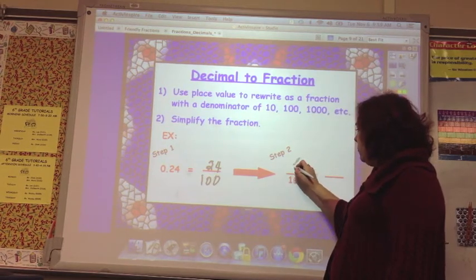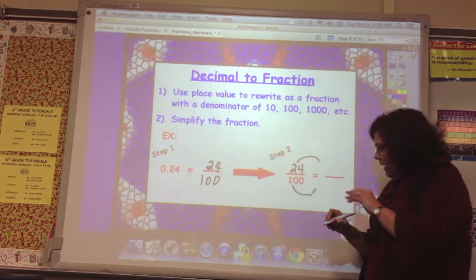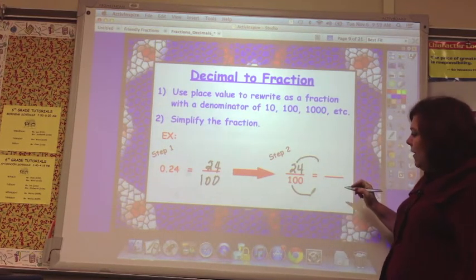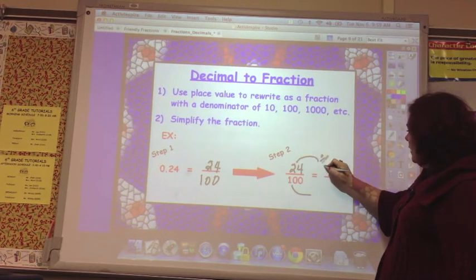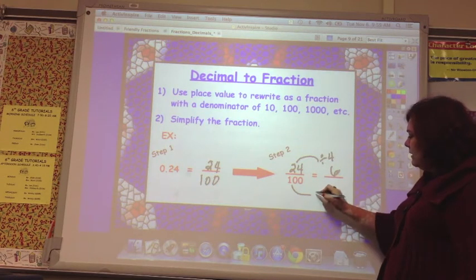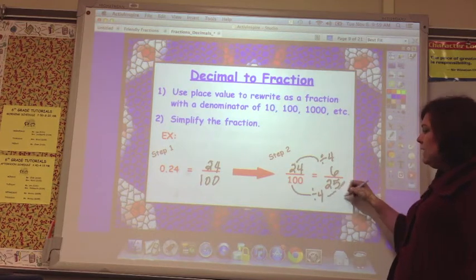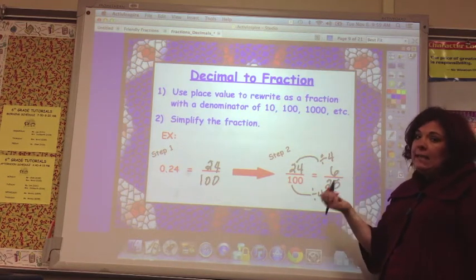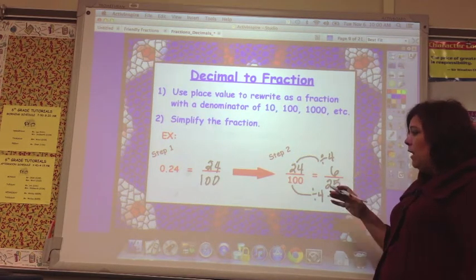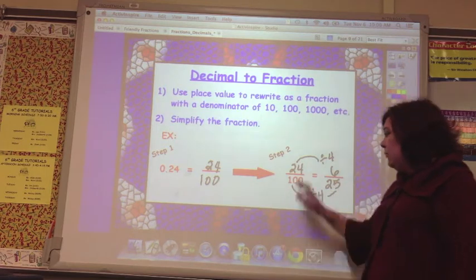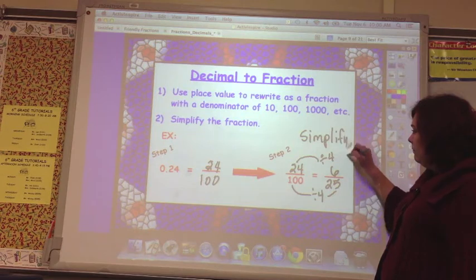So you take 24 over 100, and you're going to simplify. Let's see, this simplifies by 2. Oh, actually by 4. Divide by 4, I get 6, and divide by 4, I get 25. So 6/25. That is how I go from decimal to fraction. I write it using place value, then I simplify.